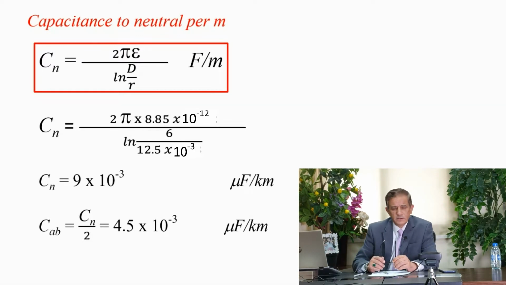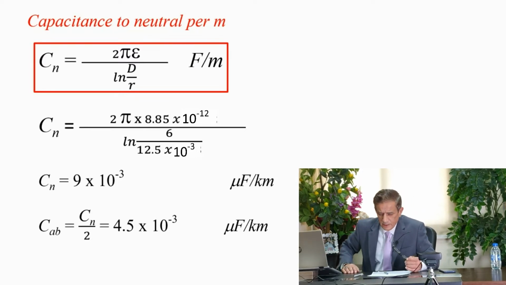C_AB is simply divided by 2. Always the capacitance to neutral is double the capacitance between the phases. So here we got the capacitance line to neutral and line to line. Is this example clear before I switch to the next example?